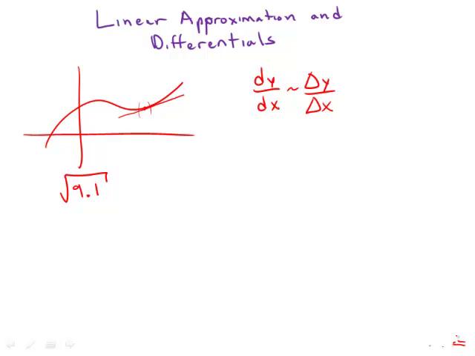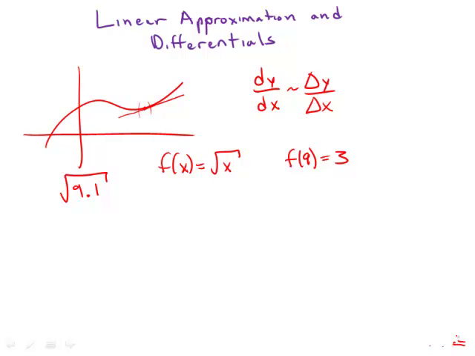Well, that would be a particularly hard one to figure out without a calculator. But suppose we consider the function f(x) equals square root of x. And of course we know that if we plug in 9, we get an output of 3. We know that it goes through that point.